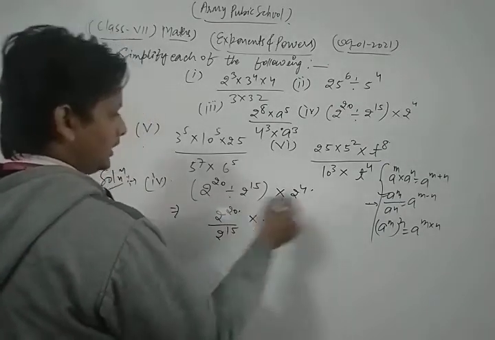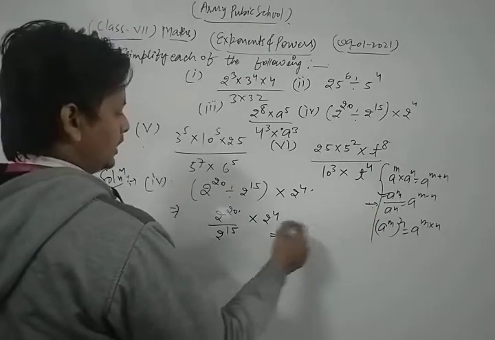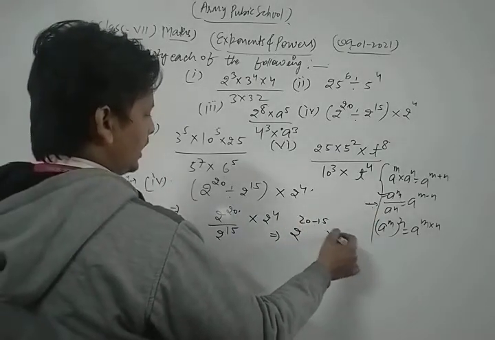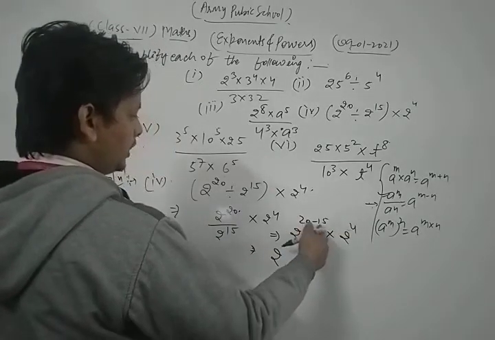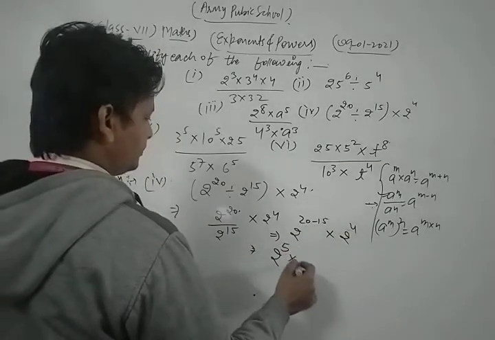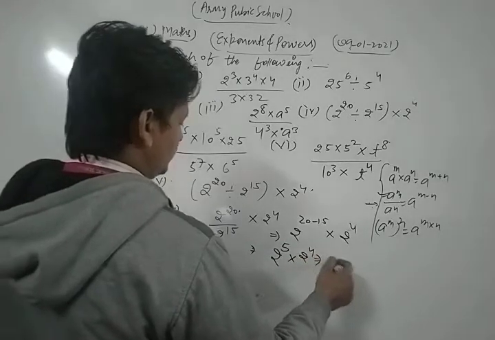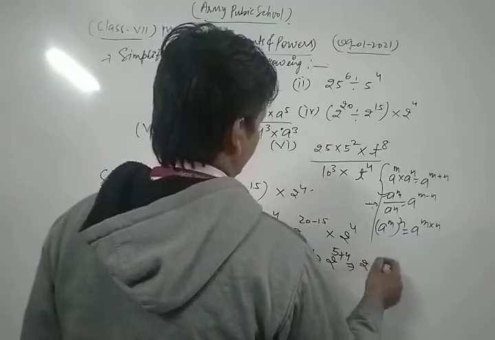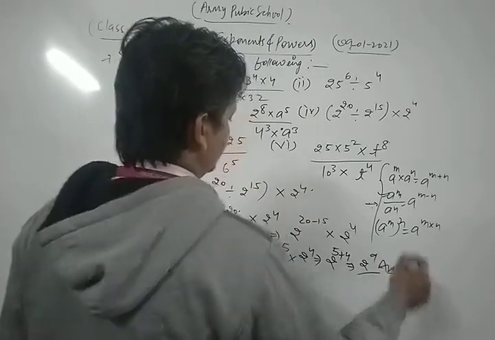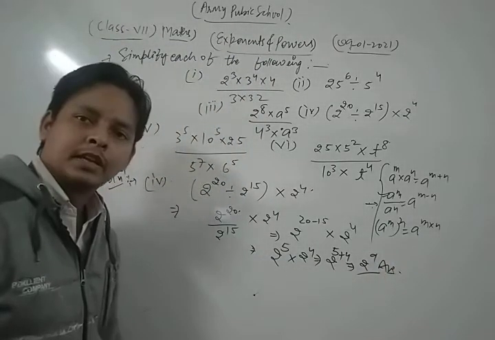So first of all we apply the laws of exponents. So we can write 2 power 20 minus 15 and multiplied by 2 power 4. So we have 2 power 20 minus 15, that is 5. Now we get 2 power 5 plus 4, that is 2 power 9. So this is our required solution of the given question.